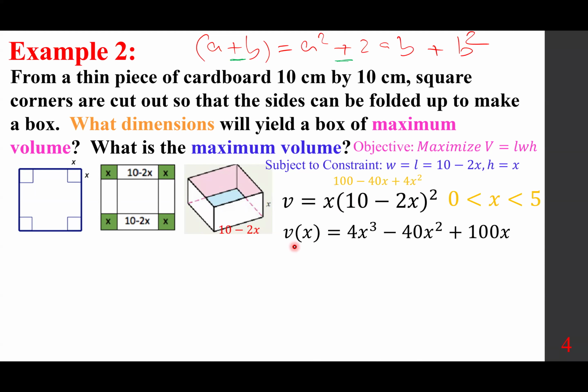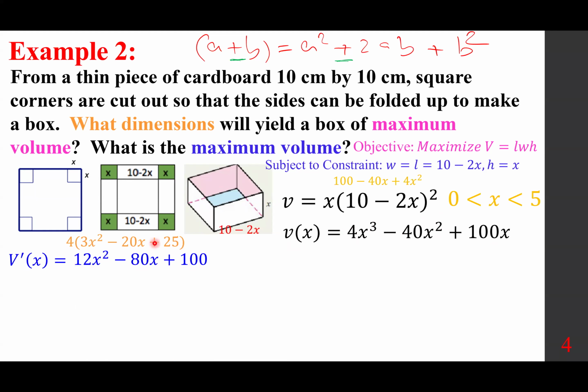We are going to differentiate because we want to find the critical points. So what is v prime of x? 4 times 3, 12x squared, minus 40 times 2, 80x, plus 100. To set this equal to 0 and solve, we are going to factor the 4 out because 12, 80 and 100 have 4 in common. Gives us 3x squared minus 20x plus 25.